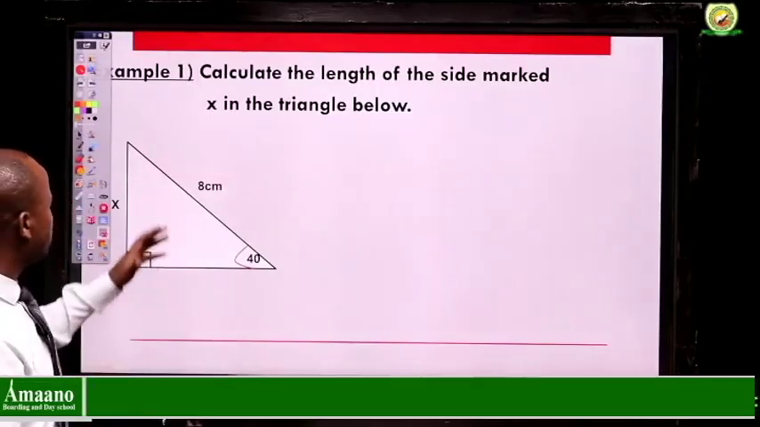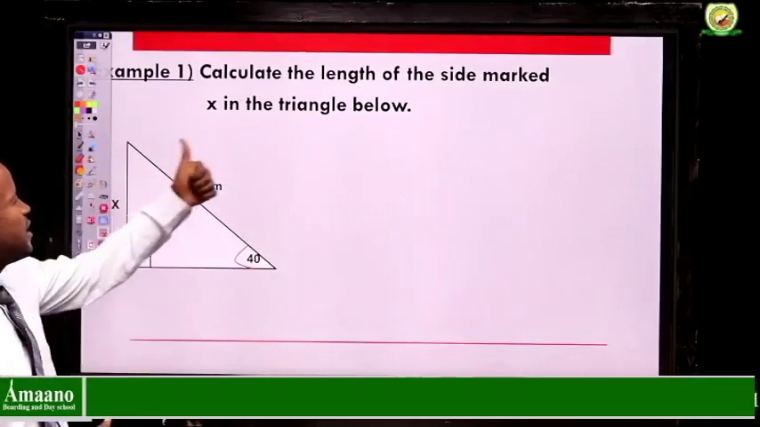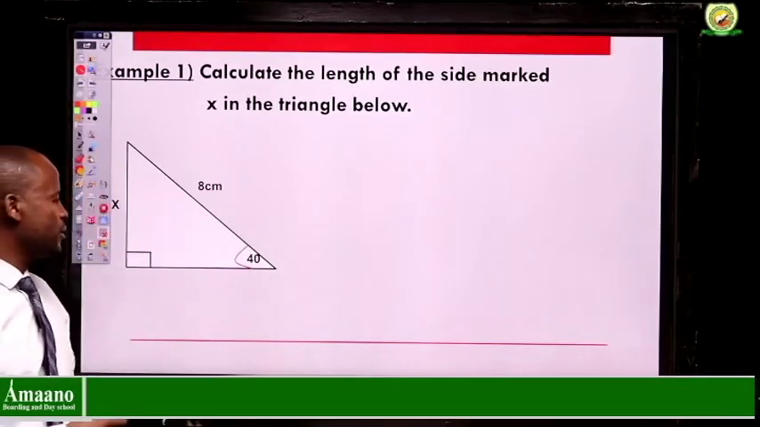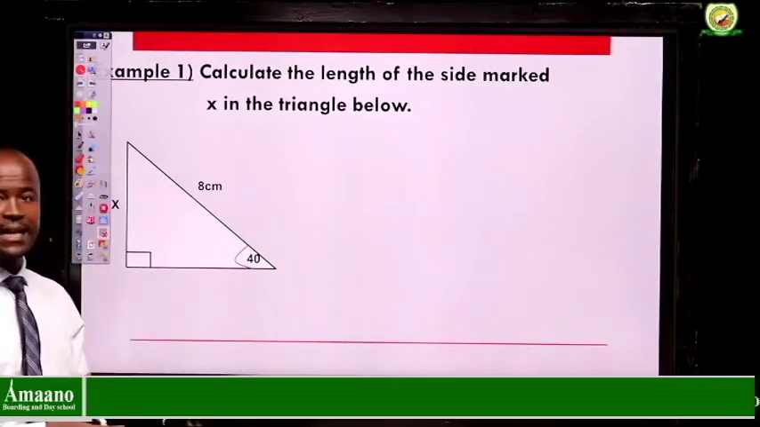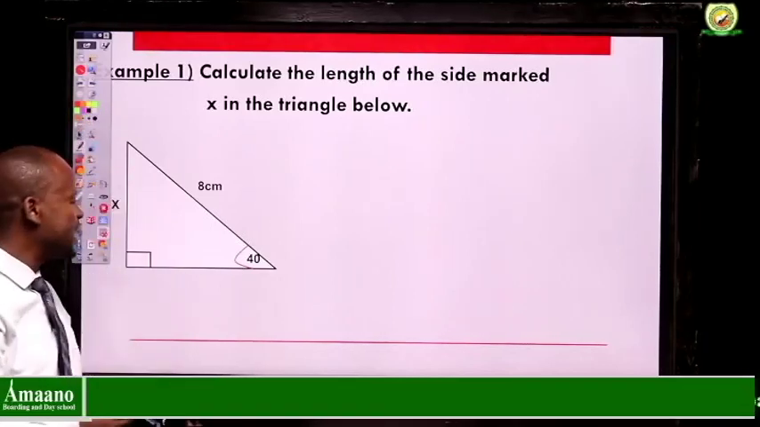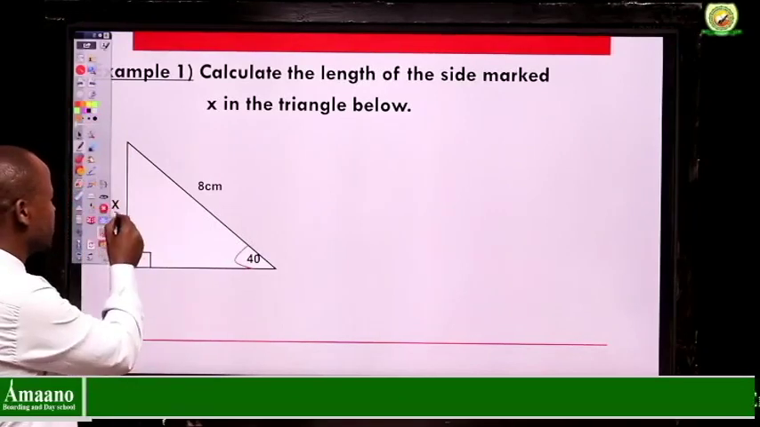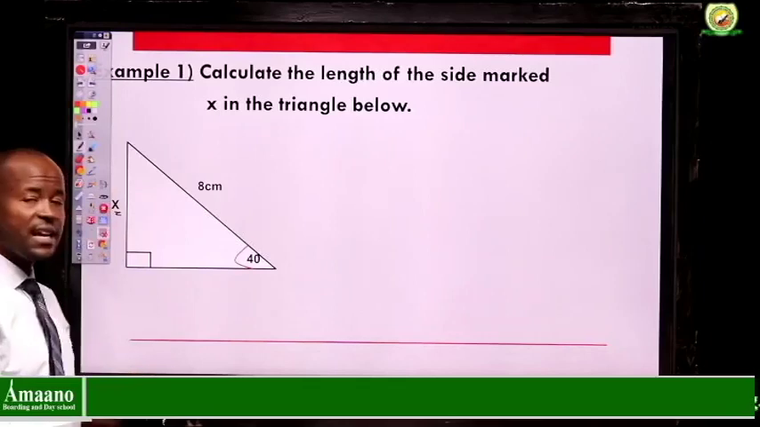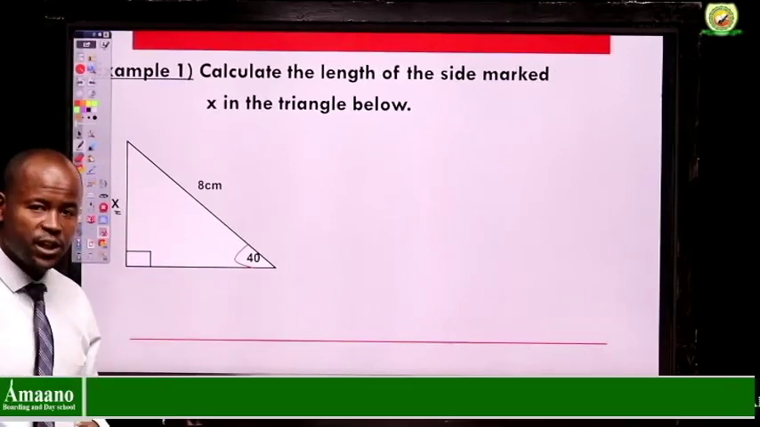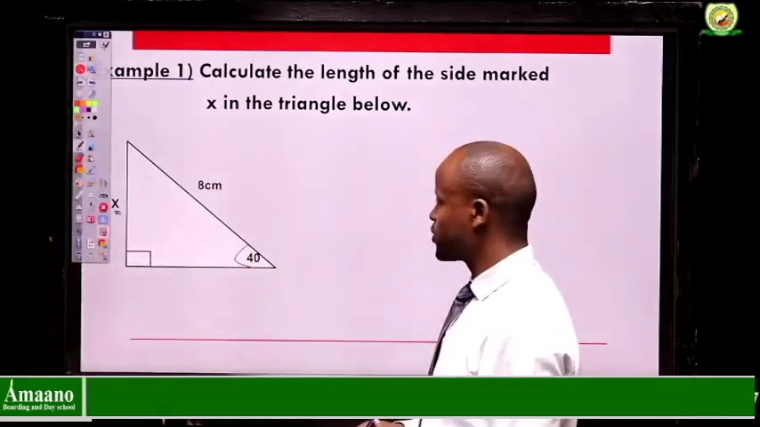Okay, here we have a right-angled triangle. This is the first example. It says calculate the length of the side marked X in the triangle below. The triangle given here is a right-angled triangle, and we are asked to find the side length marked by the letter X. To find the length of this side, we use one of the trigonometric ratios. So which trigonometric ratio are we going to use?